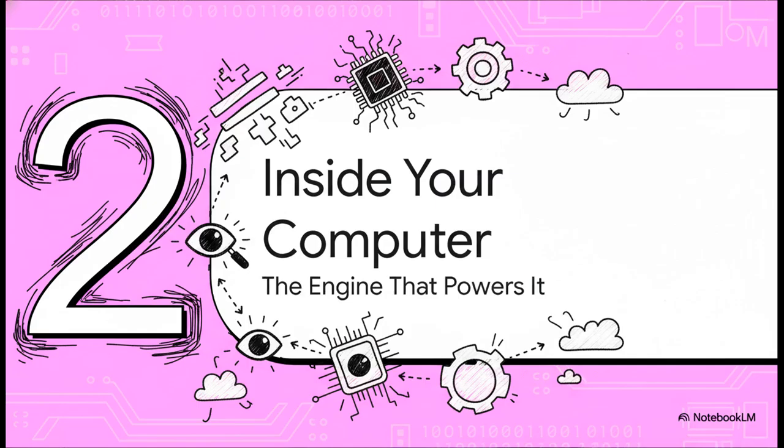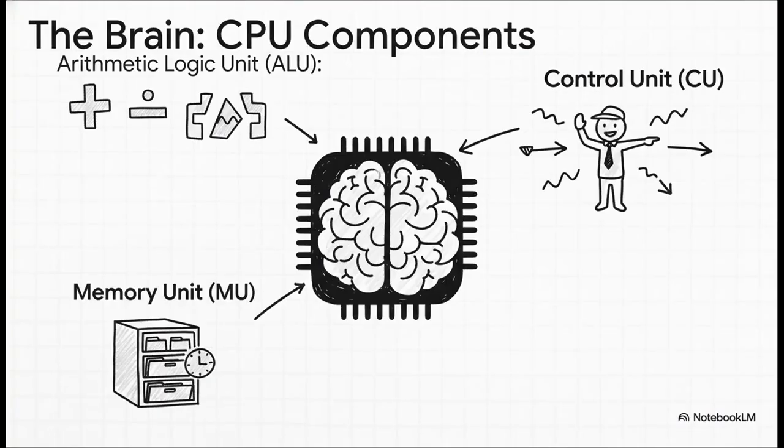Okay, so we've seen the global network. Now let's zoom way in, from the entire world to that machine sitting right in front of you. What's actually happening inside that thing that powers this whole connection? Right at the very heart of your computer is the CPU, the Central Processing Unit. And you can just think of it as the brain. It's got 3 key parts working together.